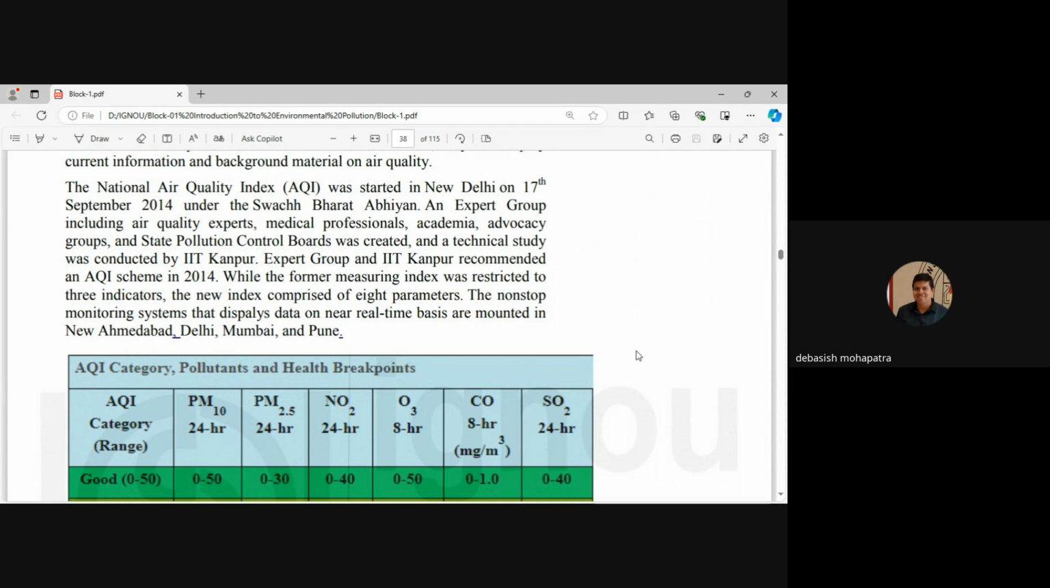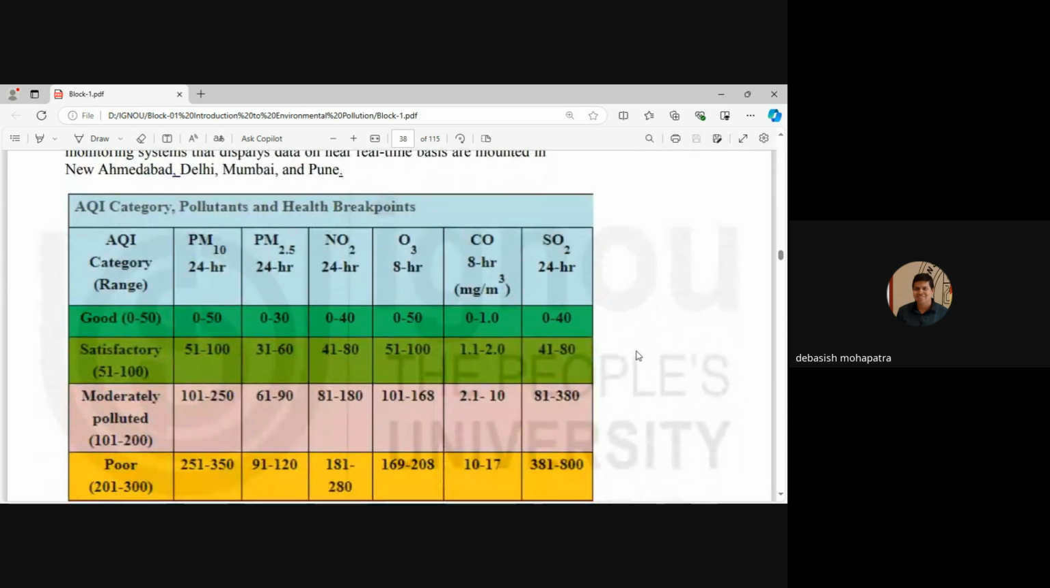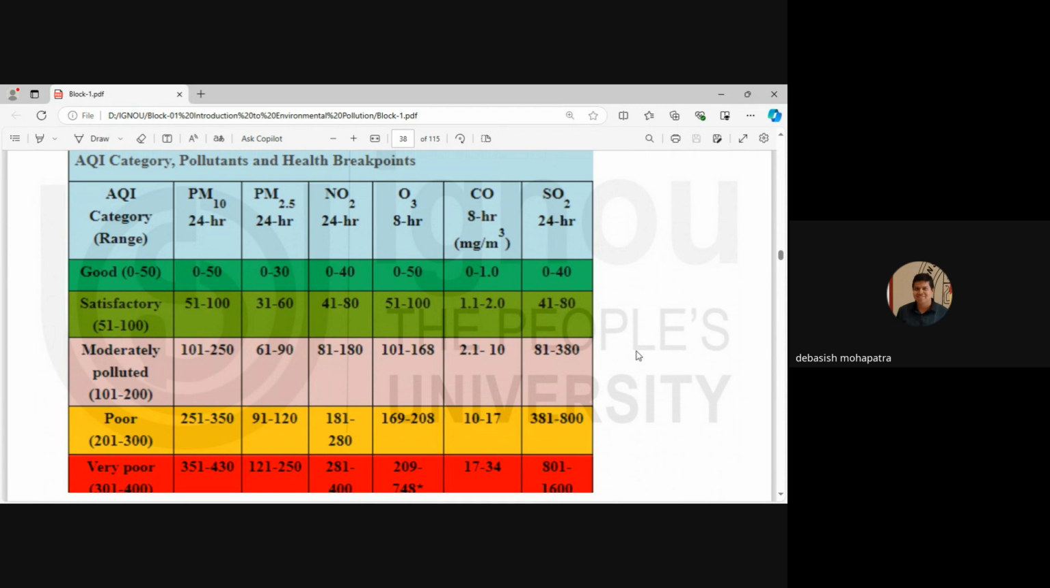While the former measurement index was restricted to three indicators, the new index comprises 8 parameters. The non-stop monitoring systems that display data on a nearly real-time basis are mounted in Ahmedabad, Delhi, Mumbai, and Pune. You must have seen this type of board in Bhubaneswar also. Near the traffic, you will see boards like these where AQI is displayed regularly.